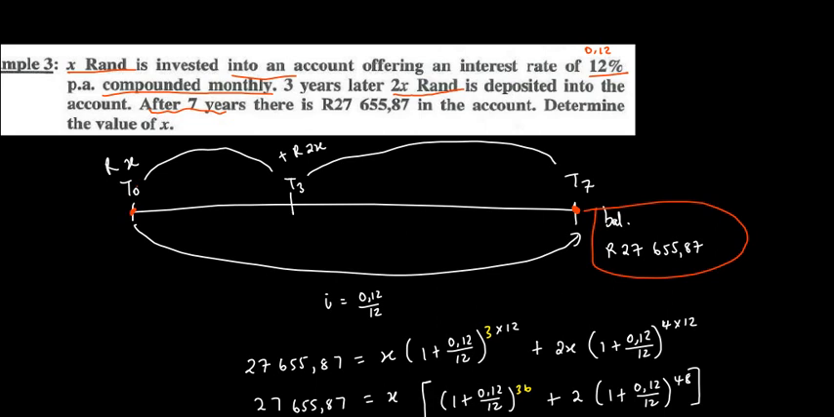So how do you solve it? The interest was not changing, right? All you have to do is to say the X was in the bank for how long? The X was in the bank for 7 years. What about this 2x? It was in the bank for how long? It was in the bank for 7 minus 3.